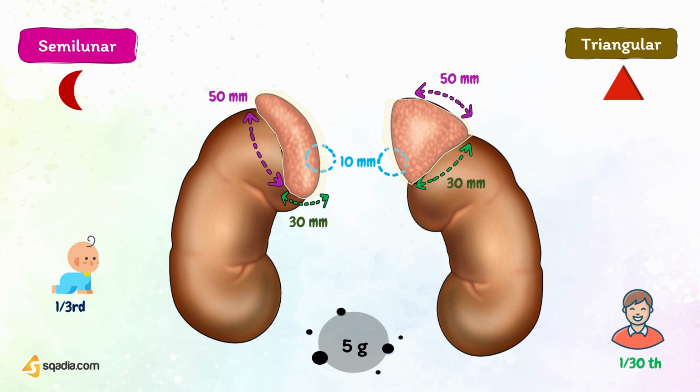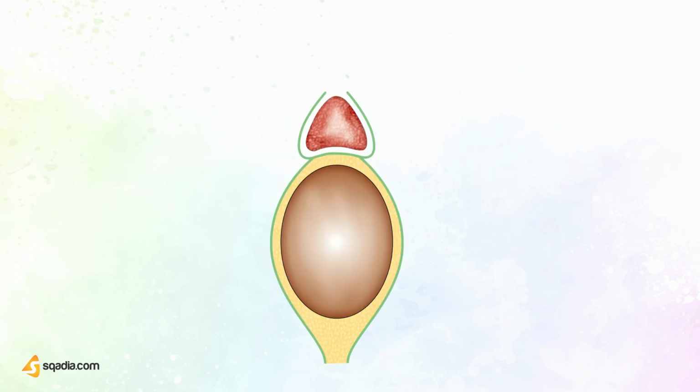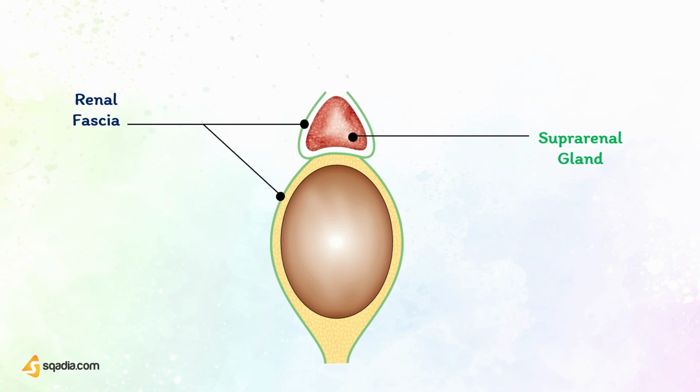Moving forward towards sheaths. As we have discussed, the suprarenal glands are immediately surrounded by areolar tissue, containing considerable amount of fat. Outside the fatty sheath, there is the renal fascia. Between the two layers of fascia lies the suprarenal gland. The two layers are not fused above the suprarenal.